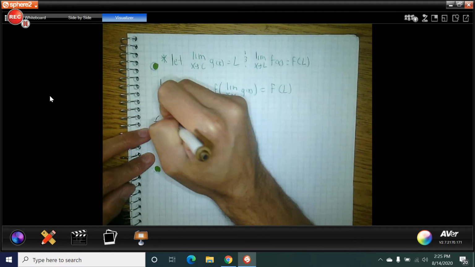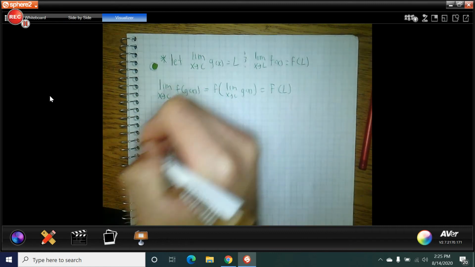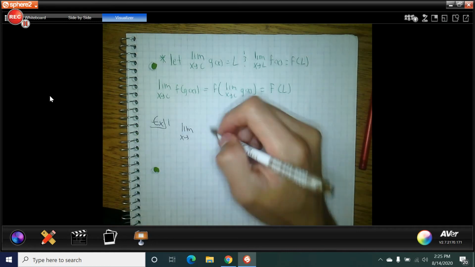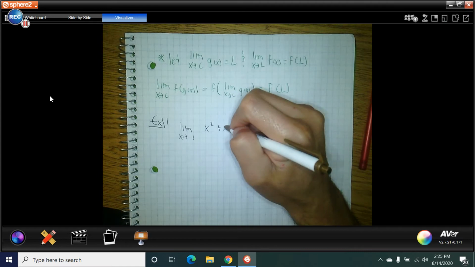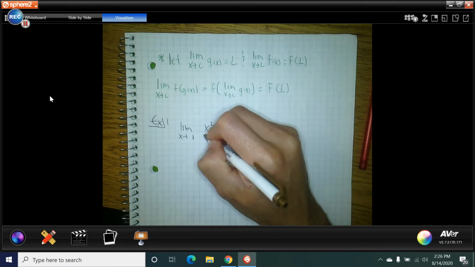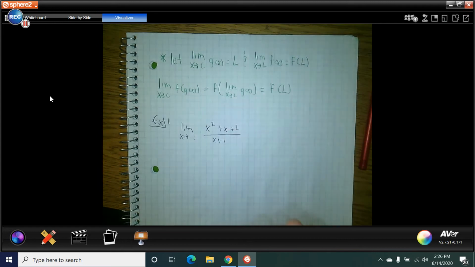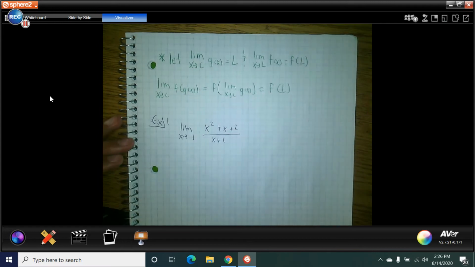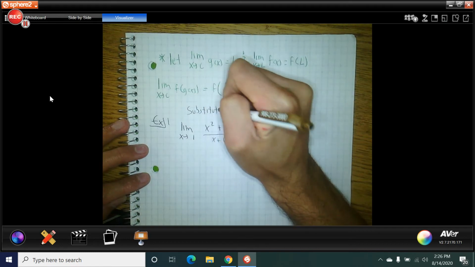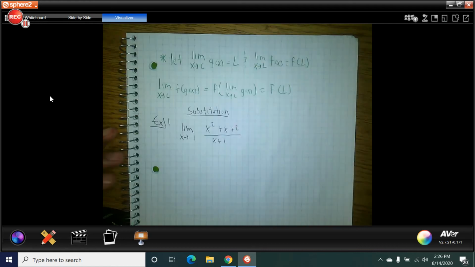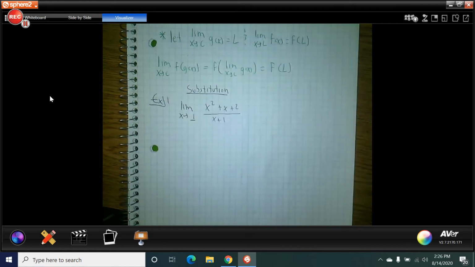So example number 1, let's say that we have the limit as x approaches 1 of x squared plus x plus 2 divided by x plus 1. Okay, so the first technique you're going to try is called just substitution. Substitution is really what it sounds like. All you're going to do is substitute this value in for x.